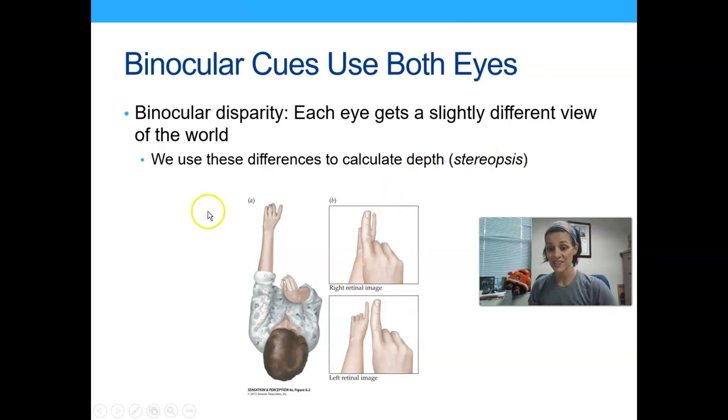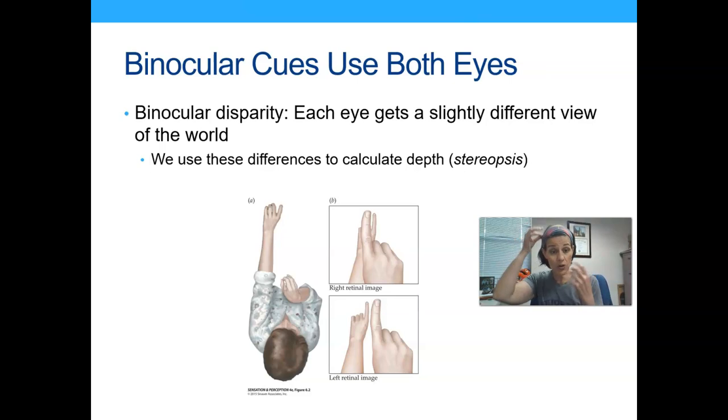So if you want to test this out, you can do what this person is doing. Hold one finger very far out, hold another finger closer to you, and take turns opening and closing each of your eyes. What you should see is that the finger that is closest to you will appear to jump over the finger that is farther away. The finger that is farther away doesn't really move at all.